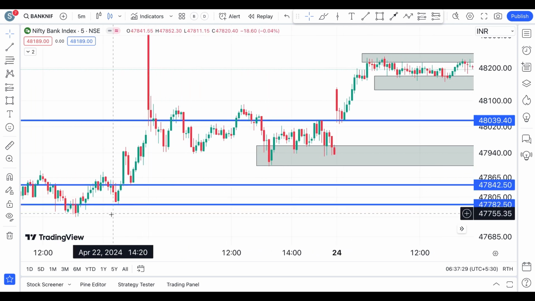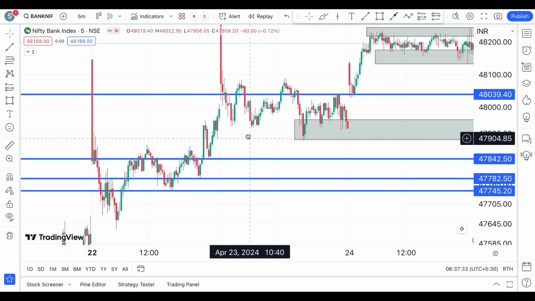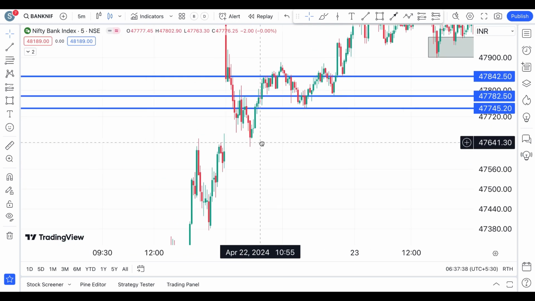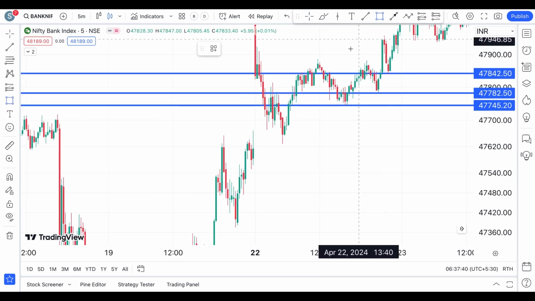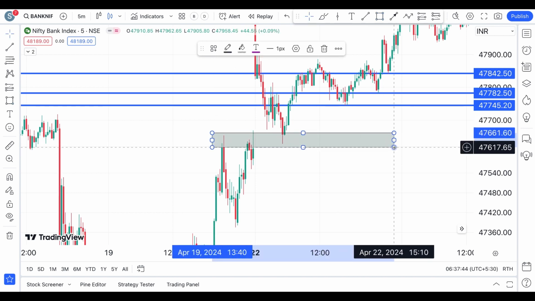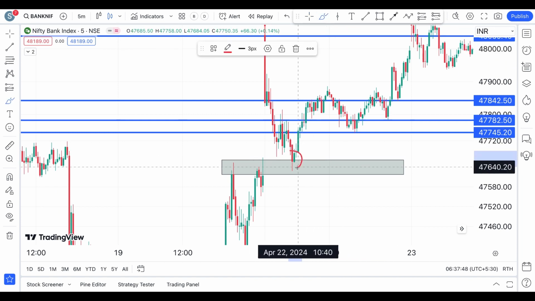You have another one there, you have another one there. So we have multiple support areas in the market today towards the downside. And if you further look, these are the earlier swing highs, a couple of swing highs there, which was a resistance, and it is acting as a support now.